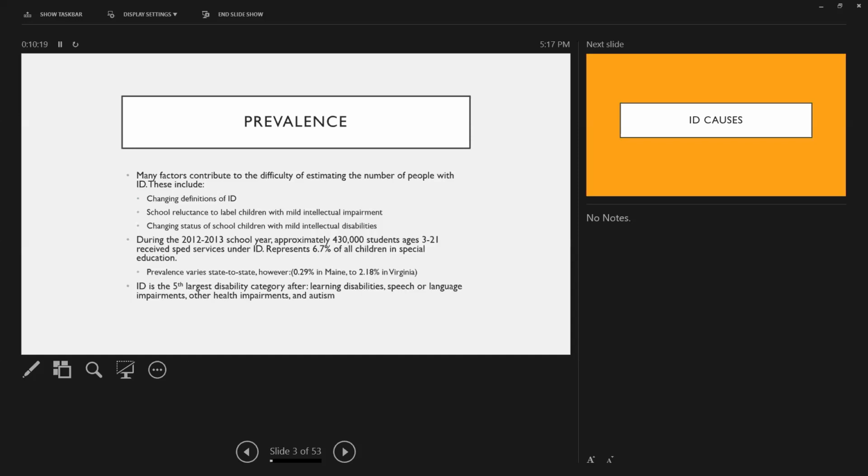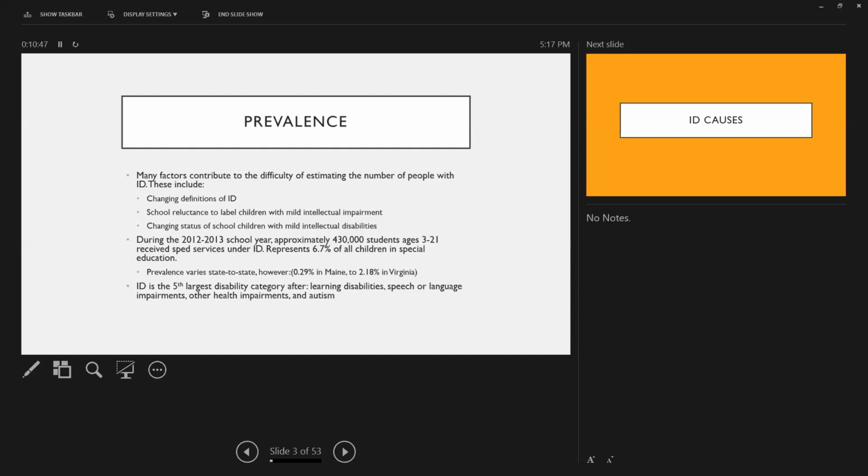mild intellectual disabilities. As you may have recalled in the readings, some students who do have a mild intellectual disability can actually lose the requirement for special education services. And so they're certainly capable of learning and progressing in their educational careers.